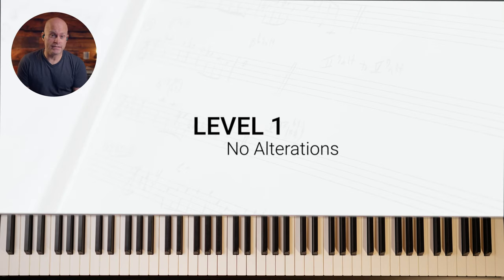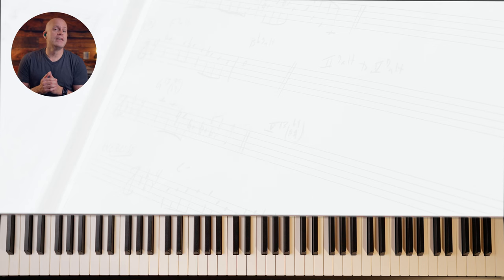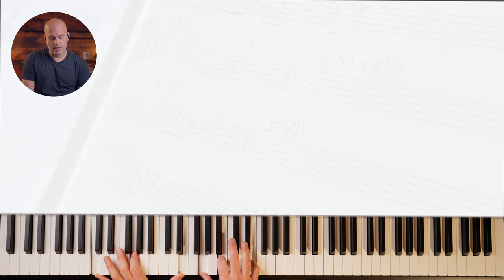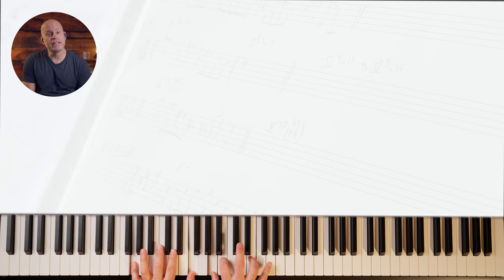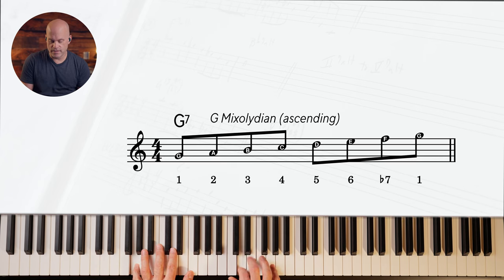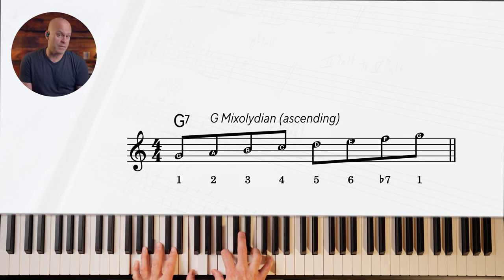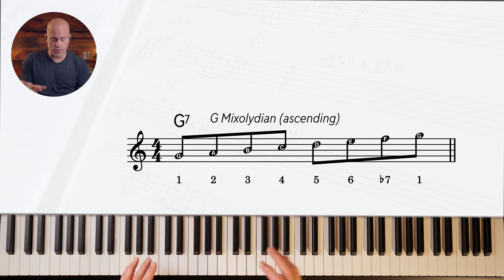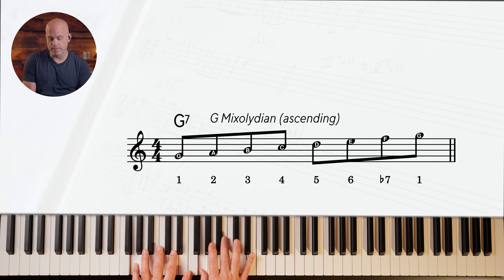Okay, level 1. This is the no alterations level. This is essentially two scales we're going to focus on. Well, one scale and then a variation. We're talking in this context, if we're in the key of C, our five chord is G. And if we play the C major scale starting on the fifth degree, we get the Mixolydian mode. So our first scale here is G Mixolydian.